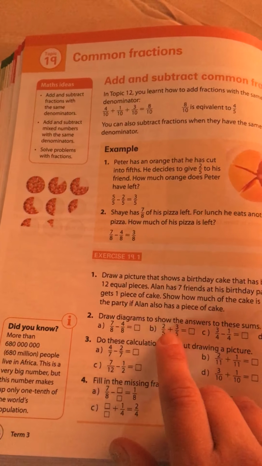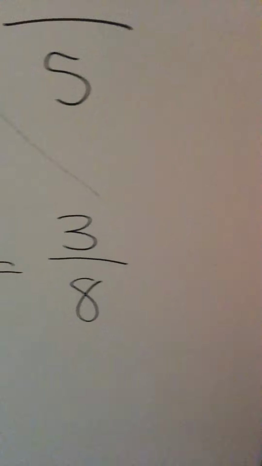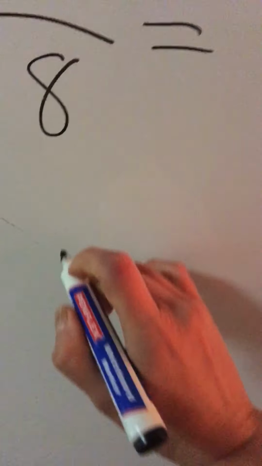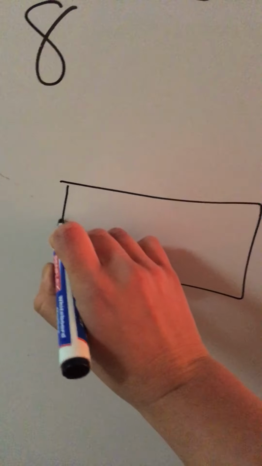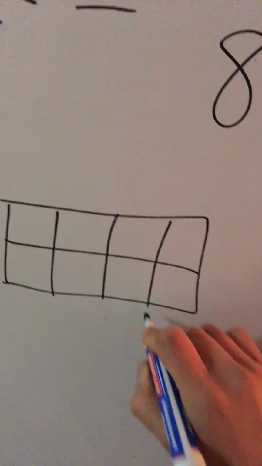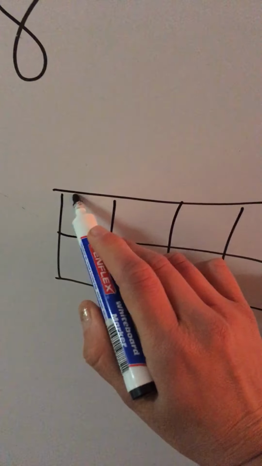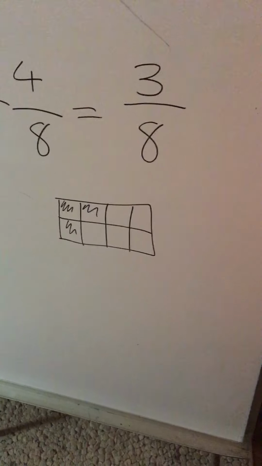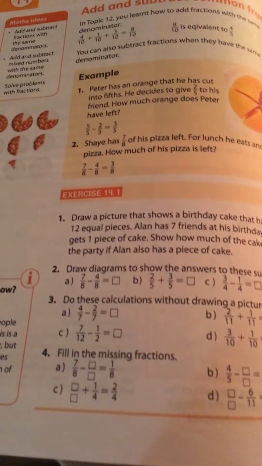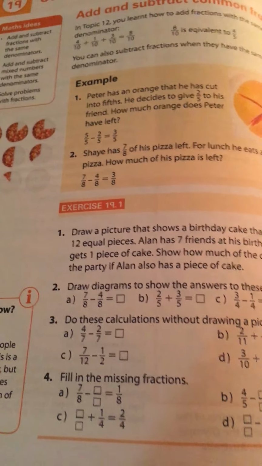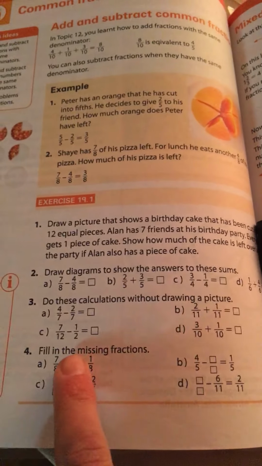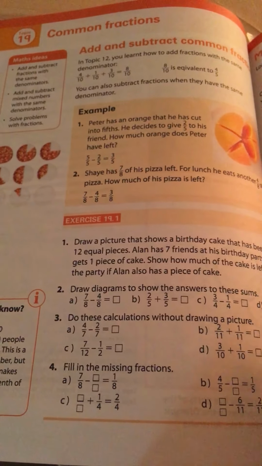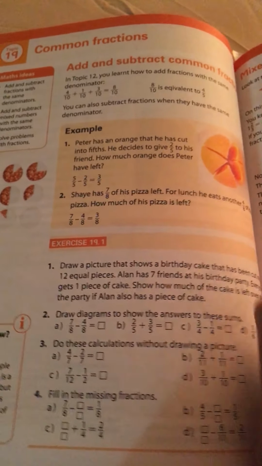And then here you can draw diagrams. You don't have to do the most complicated diagrams. You can literally just take blocks like this. This is also efficient for diagrams. So if this is, for example, 8 pieces and I want to color in 1, 2, 3 of the 8 pieces, then that is also a diagram. Okay? Then the last part is do these calculations without drawing a picture and fill in the missing fractions. So that's all you're going to do in the textbook for today.